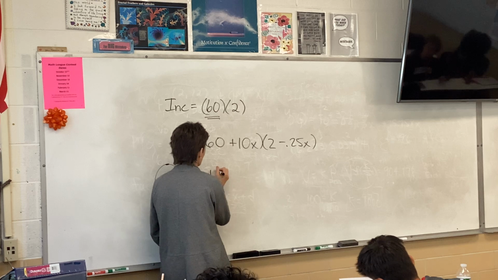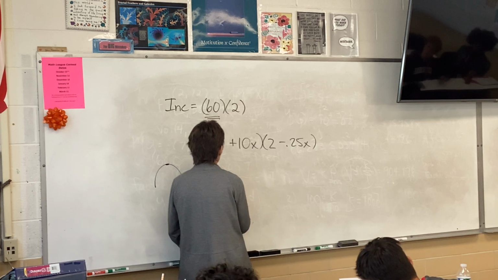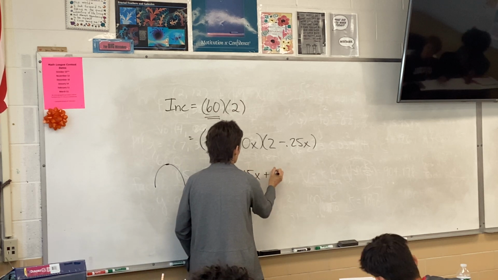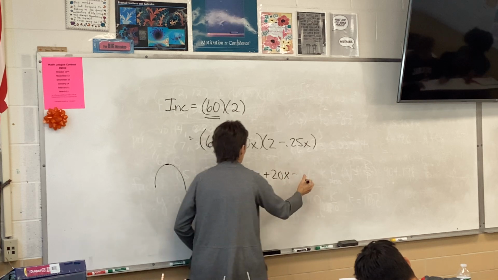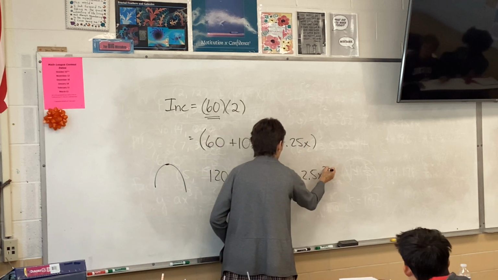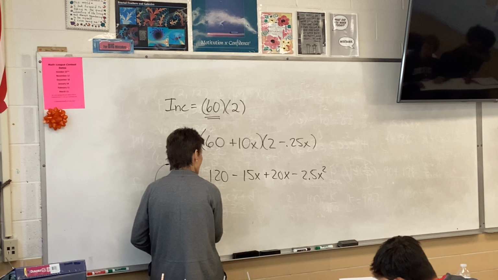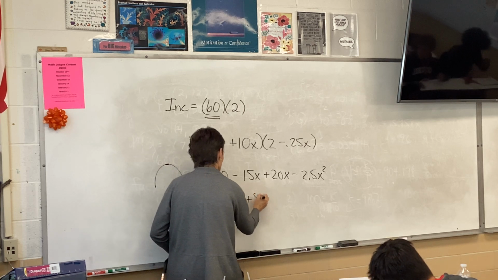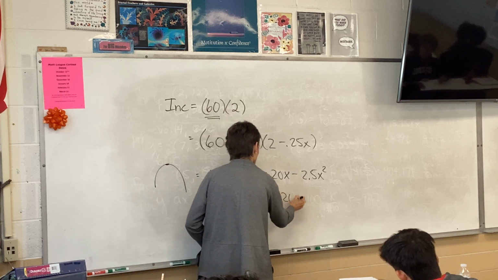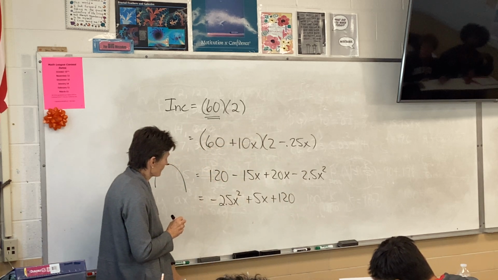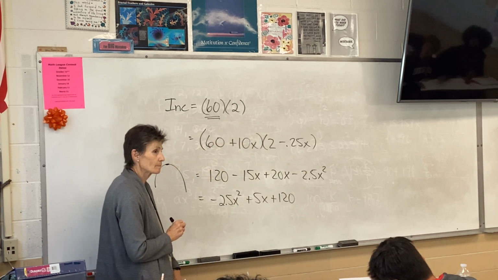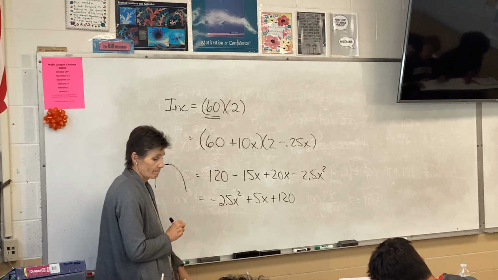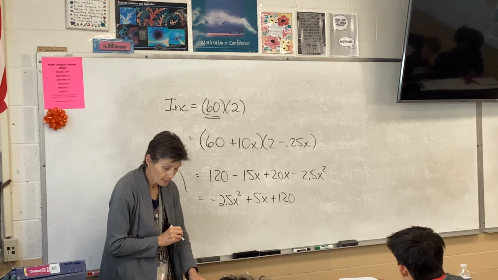So this is going to be 120 minus 15x plus 20x minus 2.5x squared. Hopefully my arithmetic is okay. How does that look to you? Does that look okay?